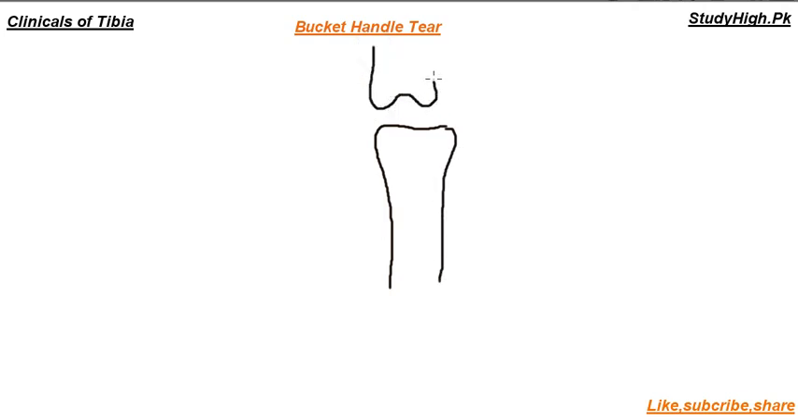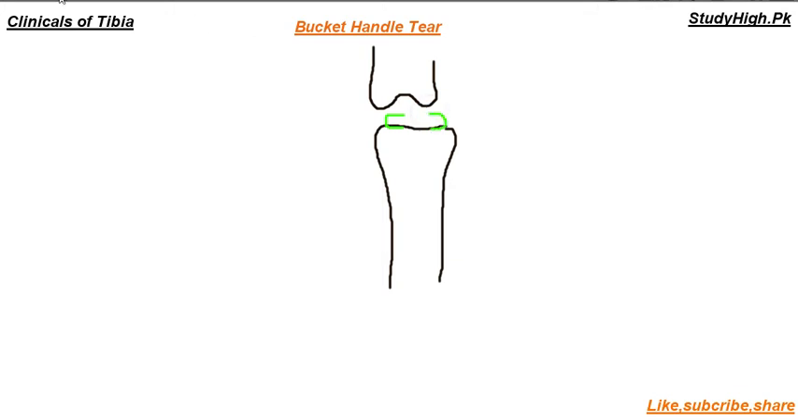Now we are going to discuss our next clinical topic, bucket handle tear. What is a bucket handle tear? As you know, here is your tibia bone that is involved in the formation of the joint with the condyles of the femur bone. Between the condyles, there are the medial meniscus and lateral meniscus that are involved in supporting the knee joint.